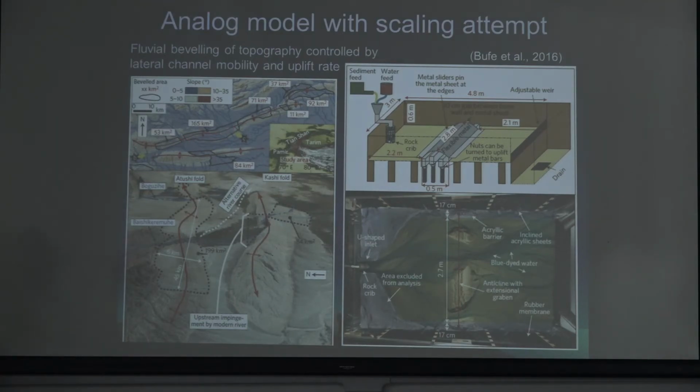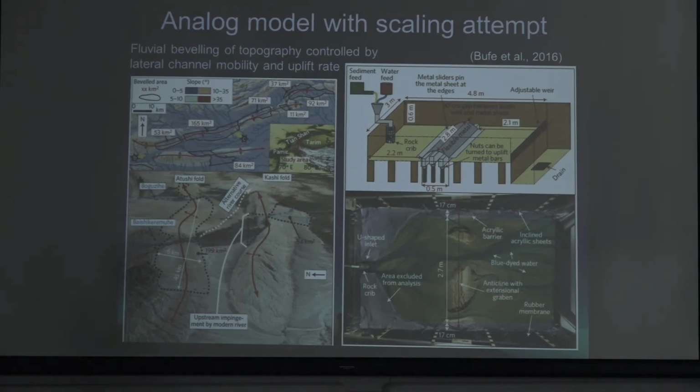So intuitively, you are thinking, if the fold is growing fast, the river has less time to go left and right and to bevel a large valley. So maybe by looking at the width of the valley, we can get some idea about the uplift rate of the fold. But obviously, it will also depend on the sedimentation rate, or the regional sedimentation rate.